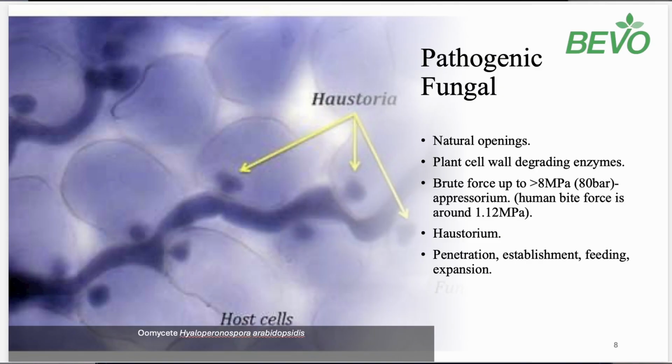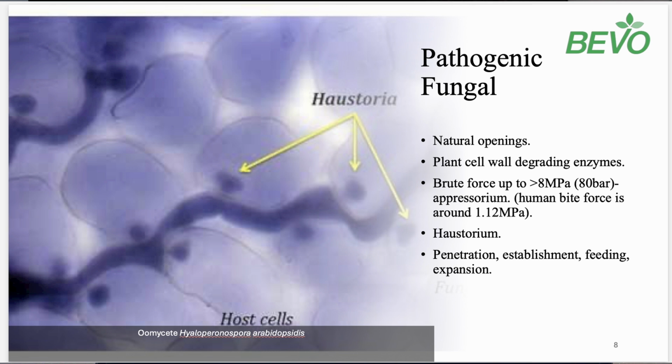I can start punching the cell wall, producing up to 8 megapascals of force with a structure called the appressorium, which means that it punches a big hole into the plant cell and then opens that hole for the infection to start occurring. Compared to a human bite force, which is only 1.12 megapascals, the fungus can win against us in this case, basically.